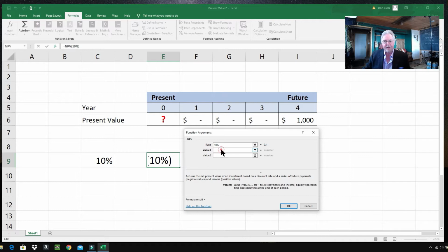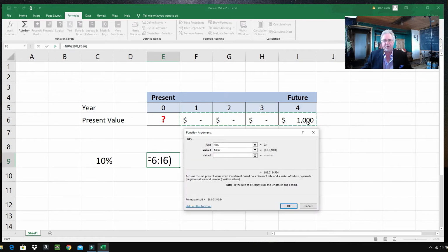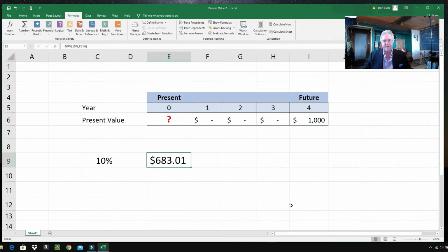So come down here to value 1. I used to do this the hard way, but a student showed me how to do it the easy way. Where it says value 1, highlight all the numbers that we want. We want years 1 through 4 highlighted. And we'll say OK. So there's our answer, and I'm going to round off the pennies here.